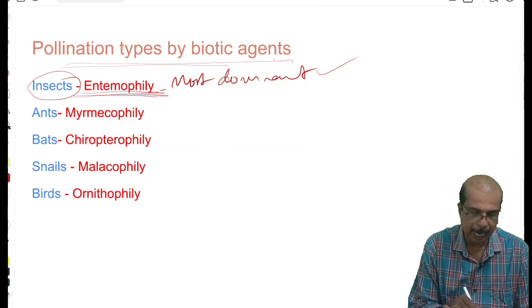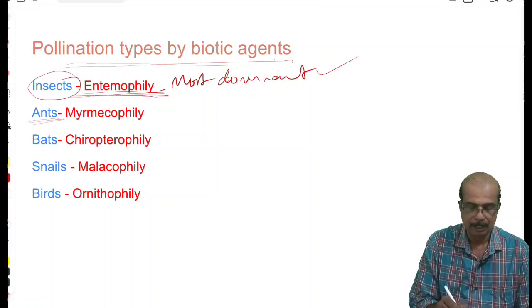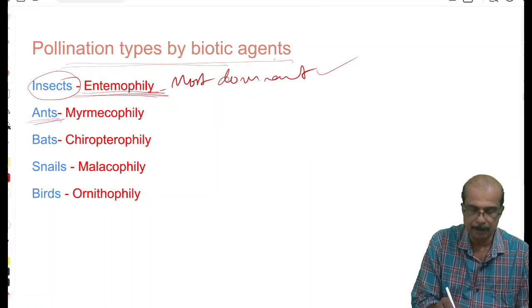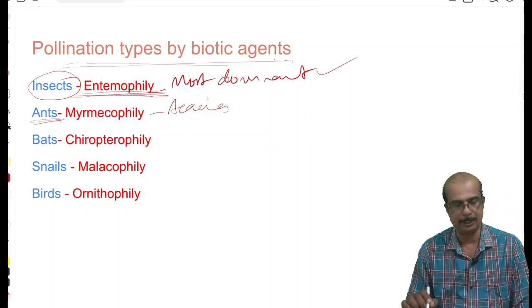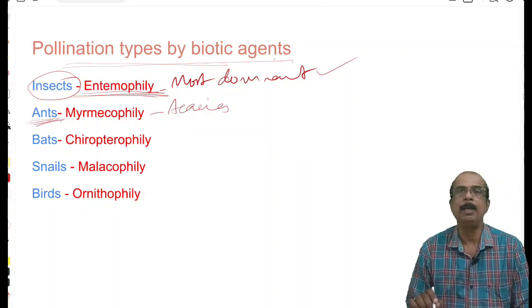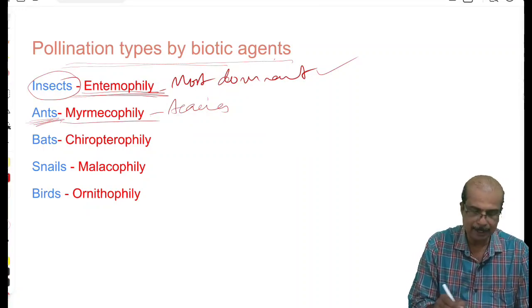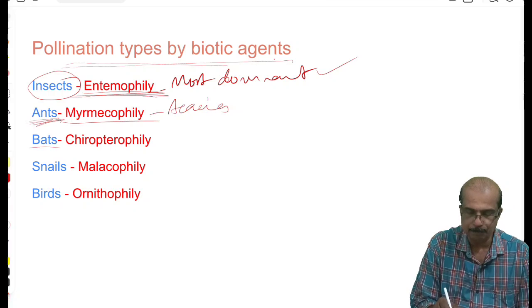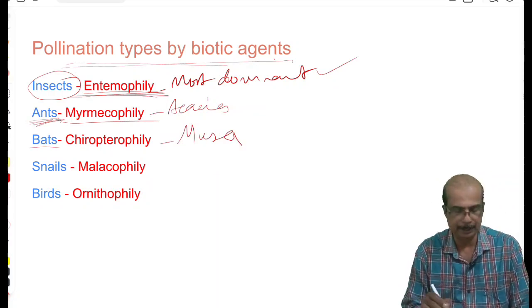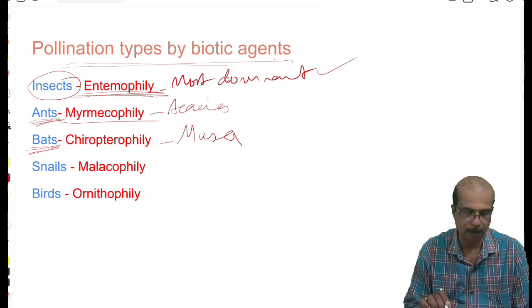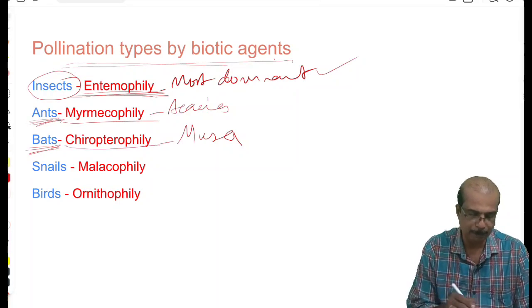If ants act as pollinating agents, as in acacia, then the pollination is called myrmecophily. If bats act as pollinating agents, as in musa, the pollination is technically called chiropterophily.